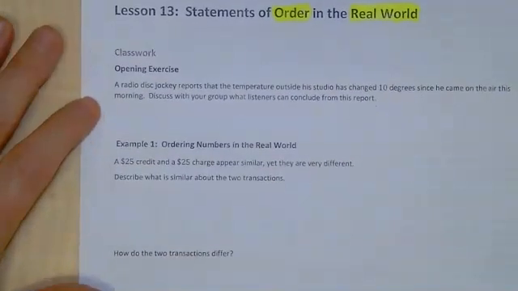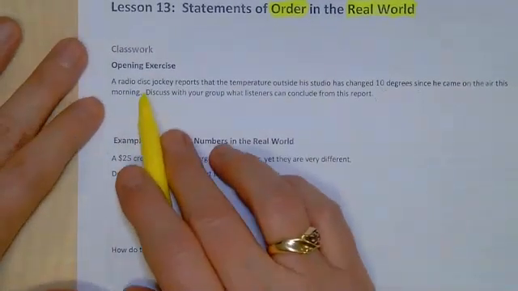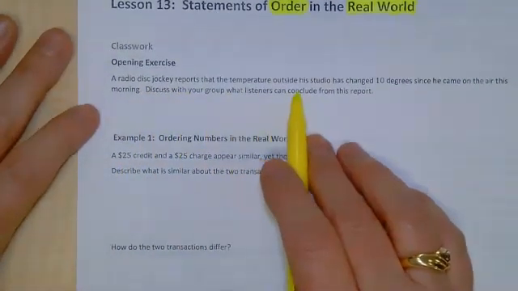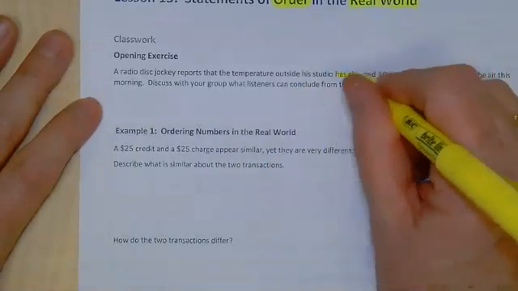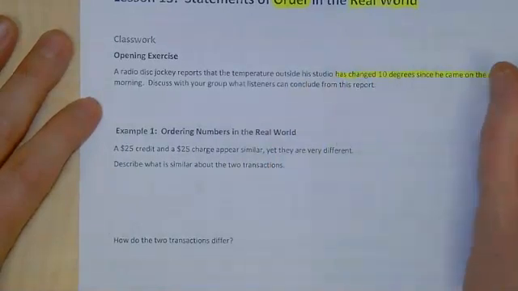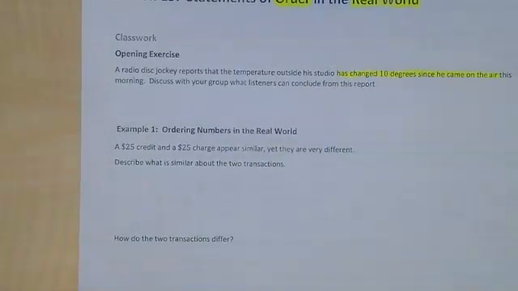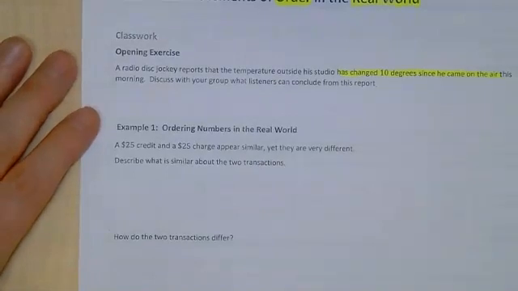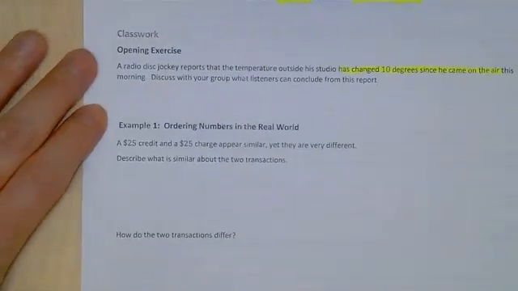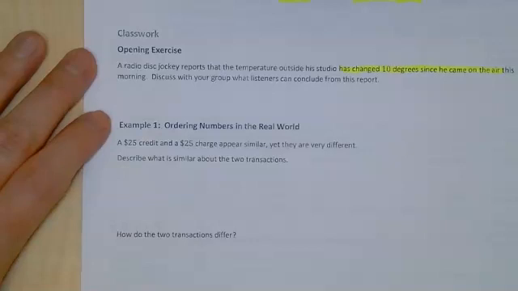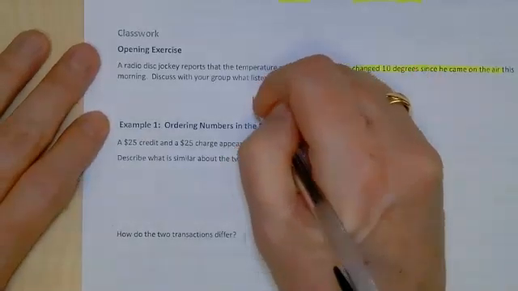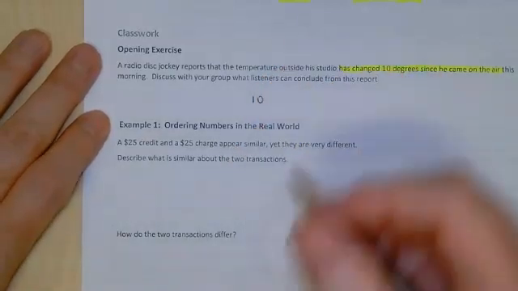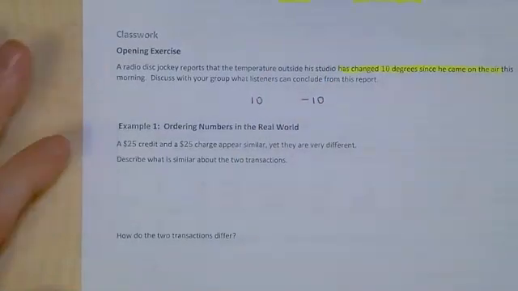Opening exercise. A radio disc jockey reports that the temperature outside his studio has changed 10 degrees since he came on the air. What do you think that means when he says the temperature has changed 10 degrees since he came on the air? Aiden, what do you think? So either the temperature went up 10 degrees or it went down 10 degrees. Exactly. So it's either a positive 10 if it went up 10 degrees or a negative 10 if it dropped 10 degrees.